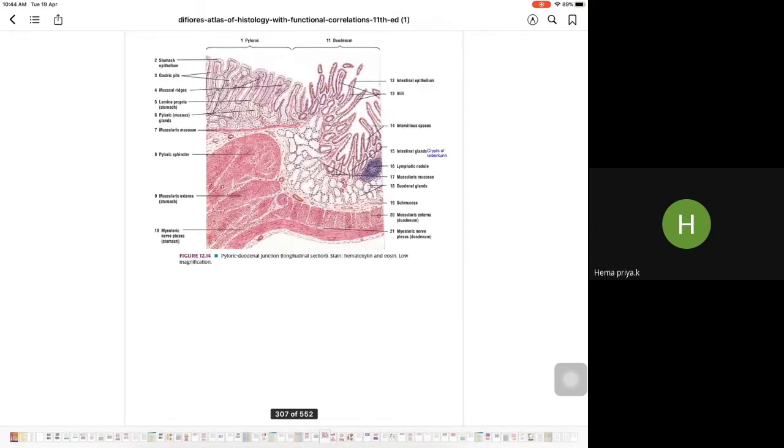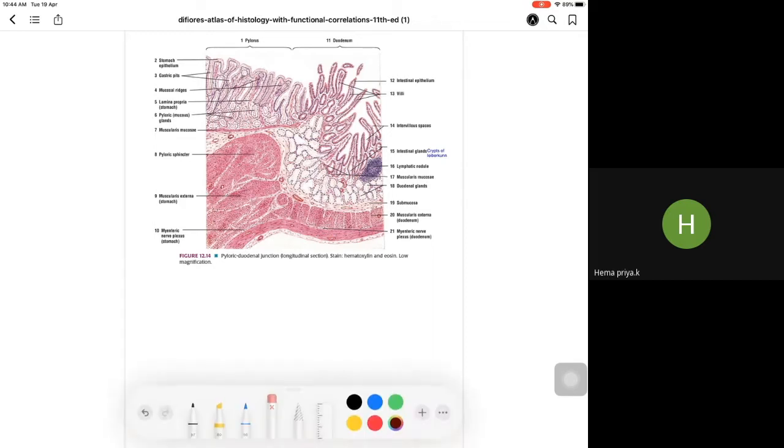Figure 12.14, pyloric-duodenal junction, longitudinal section, stain hematoxylin and eosin, low magnification. The top first on left shows pylorus and 11 duodenum. So that's very important. See, this is the junction. We have to understand how the surface is thrown into villi. Presence of villi is small intestine.